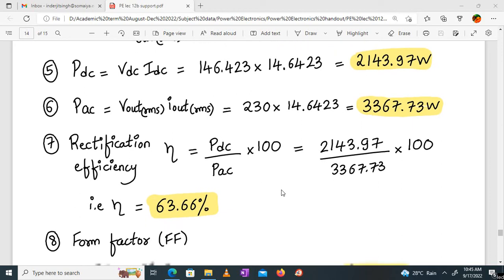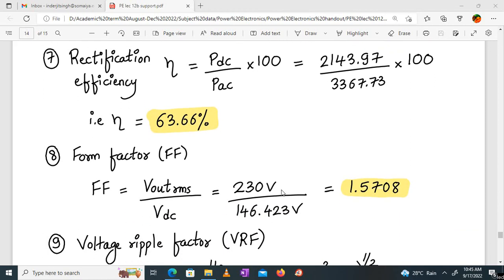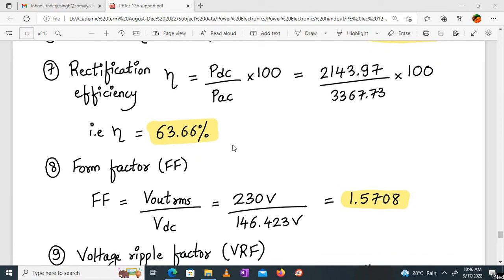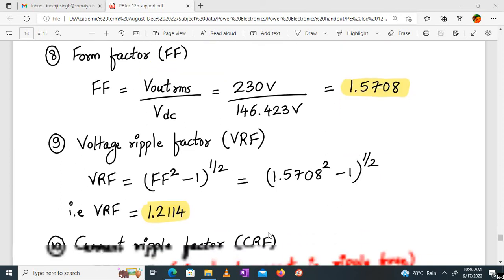So that's my rectification efficiency. Next, we find the form factor, which is FF, given by the formula V out RMS upon VDC. V out RMS is 230 volt, and VDC we have calculated before, it is 146.423, and this division will give you form factor as 1.5708. So please cross check this answer.